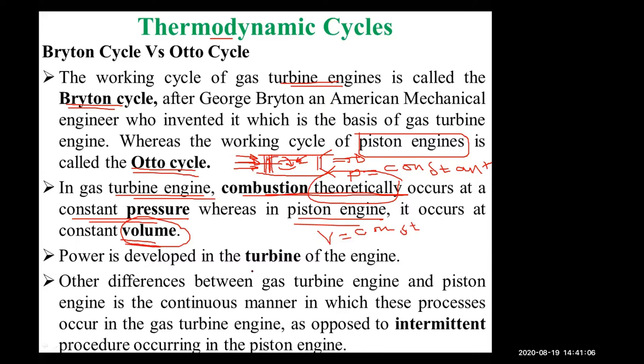So power is developed in the turbine engine. Another difference between the gas turbine engine and the piston engine is the continuous manner in which this process occurs. Air will be delivered continuously, then compressed, then goes to the combustion chamber. The power generation is achieved in a continuous manner. Whereas in the piston engine, it happens intermittently, in an irregular procedure.